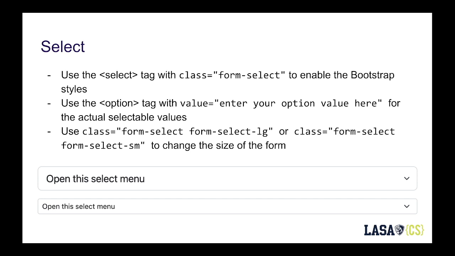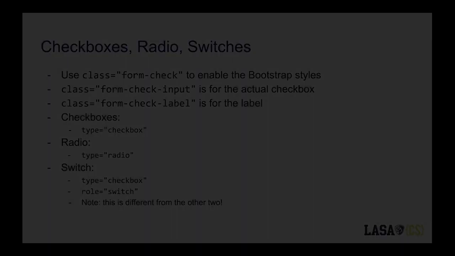Next, to create a kind of select option, I use a select tag with class equals form-select, which basically enables the Bootstrap styles on top of the default HTML element. And you use the option tag to create your various values. And you can use LG and SM, and the difference between which is shown here, in order to change the size of the select form. So very similar to text input.